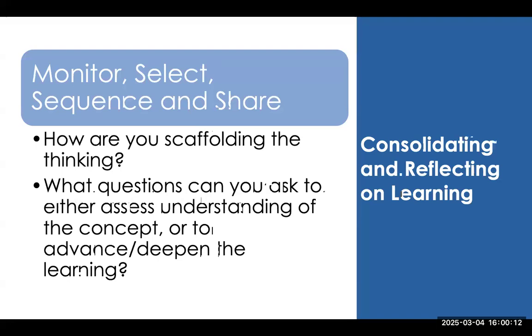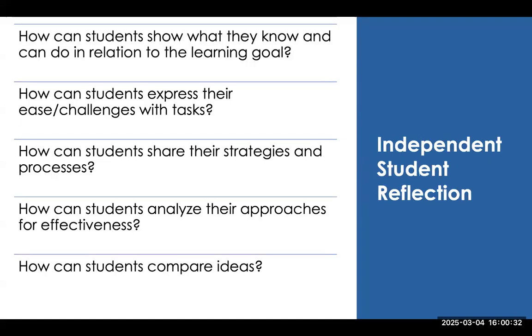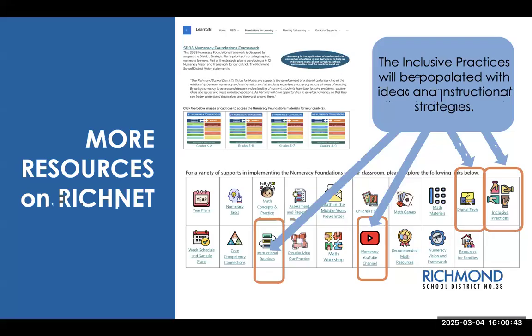So as we are going and circulating around the room, we want to think about whom we might select to do some of the whole group sharing so that we can provide those key ideas that you want students to leave with. And then we want to provide opportunities for them to have some independent student reflection time. These are some prompts for types of questions that we can ask for student reflection.